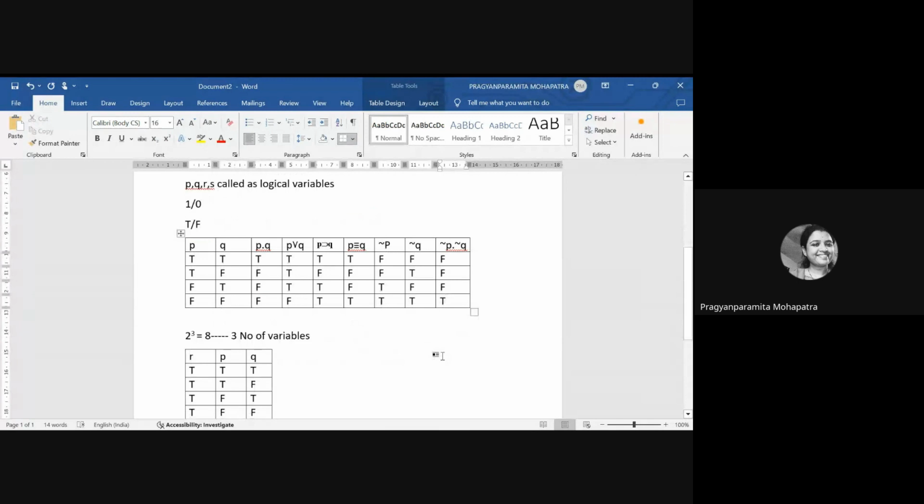This is called the truth table. Now we are only explaining the connectives. When we do the argument, we can verify the validity through the truth table. Okay, clear? So you have to remember all these connectives and the compound statements, the truth values. Is it clear so far? Yes, ma'am.